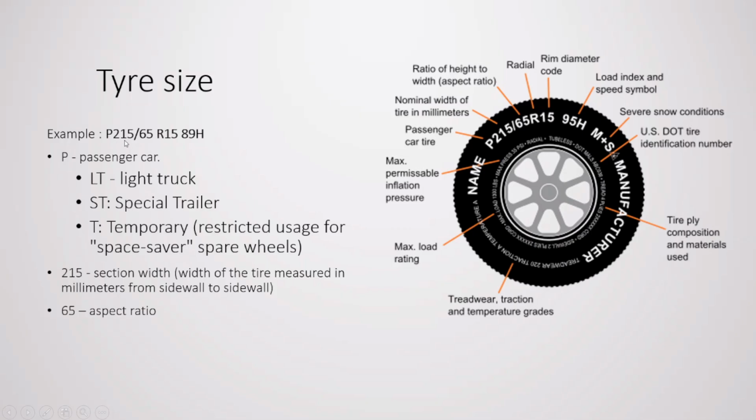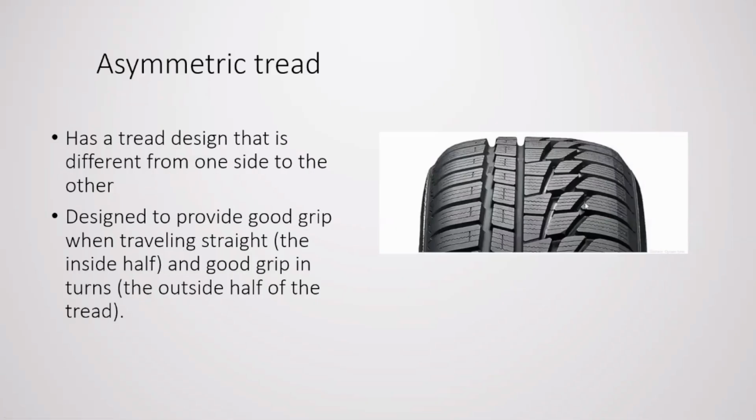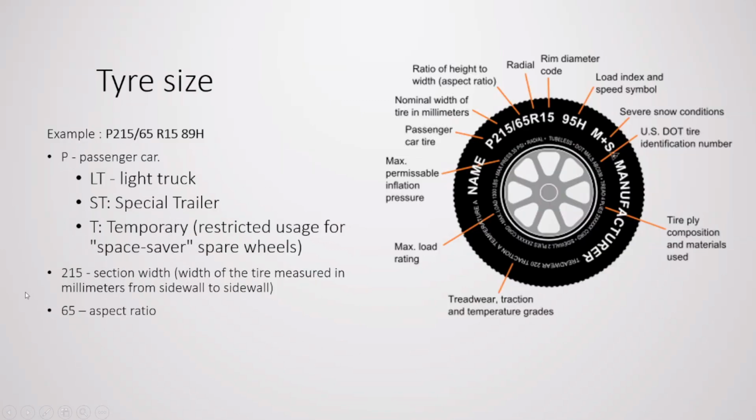And then we have 215. 215 means section width in millimeters, right? In this tire, the width of the tire. So what do we mean by width of the tire? Yes, this width from here to here. This width is 215 millimeters, from sidewall to sidewall.